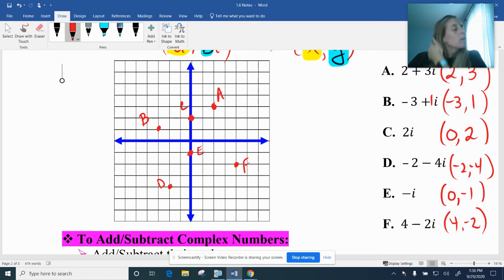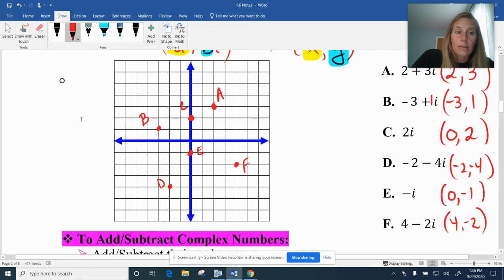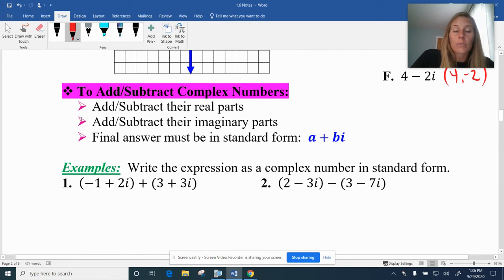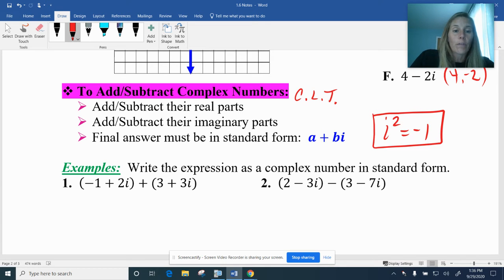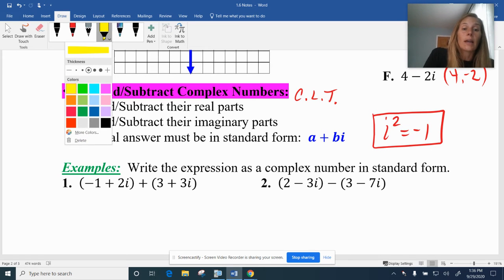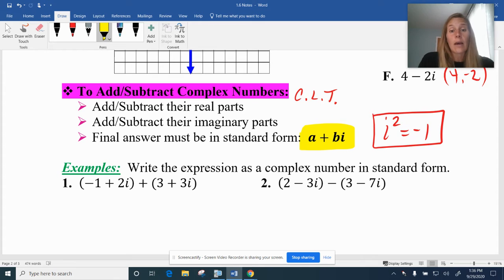All right, so now we're going to do a little bit of operations with these complex numbers. So to add or subtract complex numbers, it's simply combining like terms, okay? The only catch is if you have an i squared, you can replace that with a negative 1 and then maybe simplify a little bit further. So your imaginary numbers are like terms, those can be added or subtracted. Your real numbers would be like terms, those can be added or subtracted. And you have to make sure that your final answer is in that standard form of a plus bi.